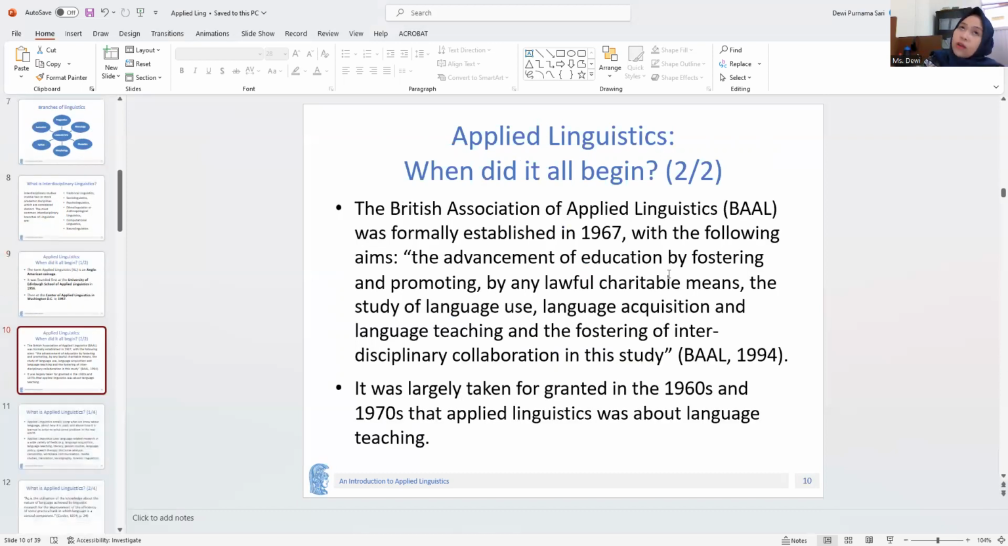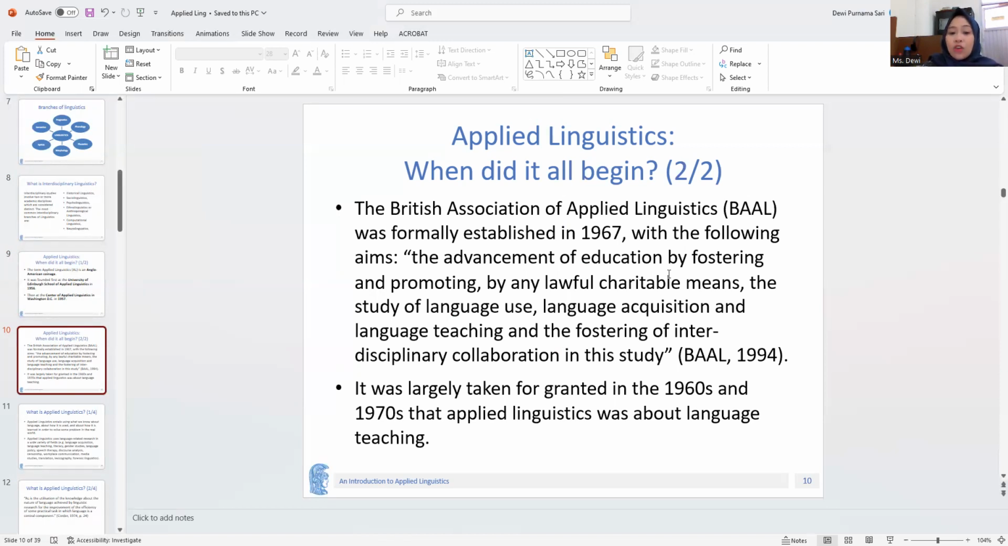Okay, still, when did it all begin? So, the British Association of Applied Linguistics, or BAAL, was formally established in 1967 with the following aims: the advancement of education by fostering and promoting, by any lawful charitable means, the study of language use, language acquisition, how the language is acquired by humans, and language teaching, and the fostering of interdisciplinary collaboration in this study. So this, based on BAAL, states what we study in applied linguistics itself.